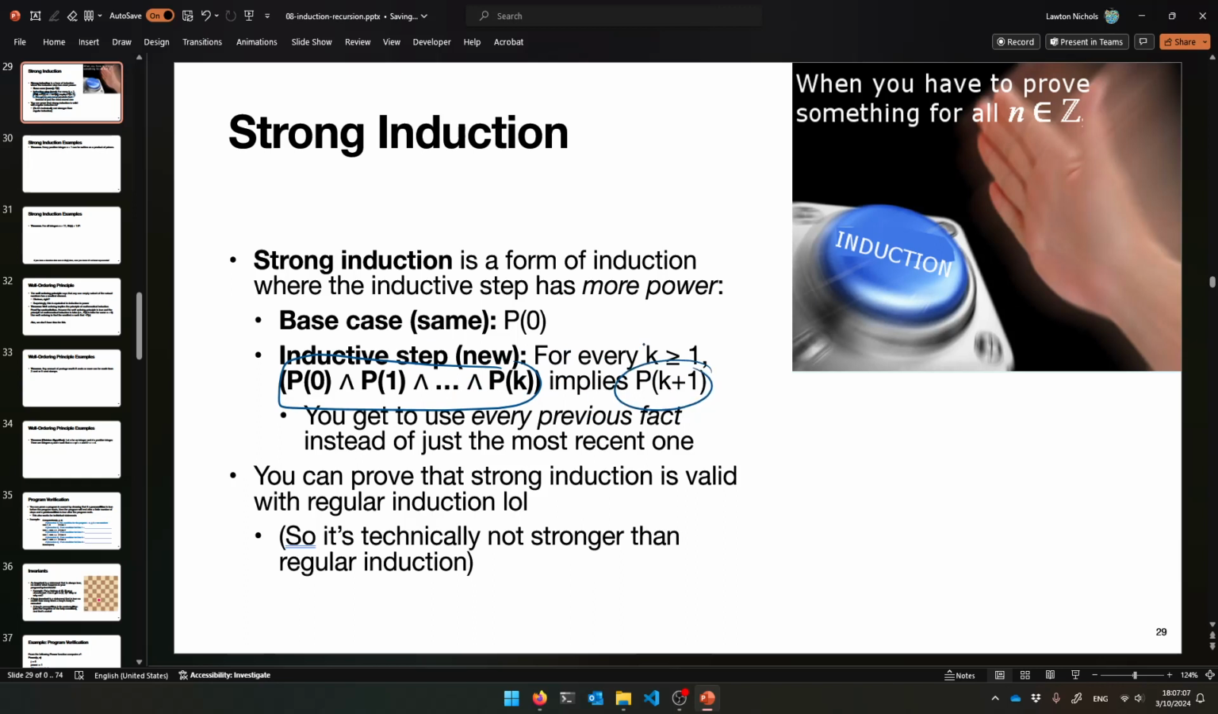You're allowed to use every previous proof that you made, every previous number, P of whatever, before k plus 1, instead of just the most recent one, instead of just using P of k, because maybe you needed this one, maybe you needed P of 1.